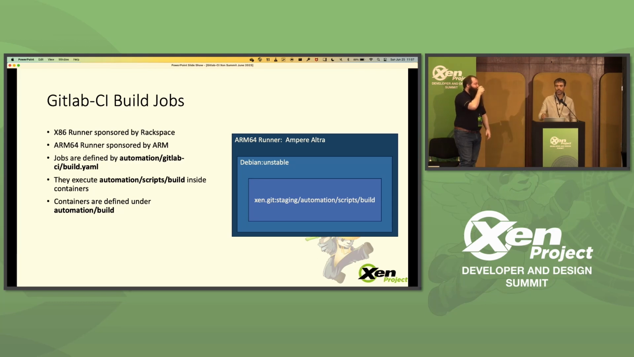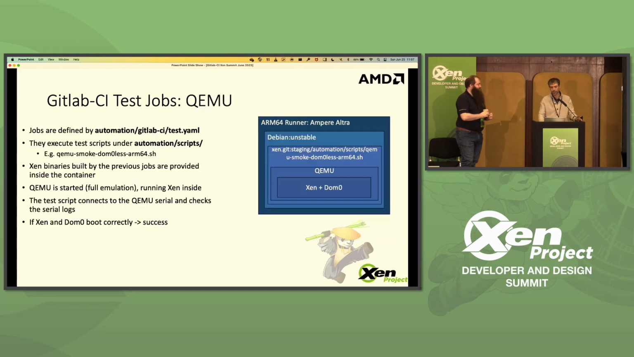Okay, so like I said, the runner checks out the container, runs the container, xen.git is there, and then you run the script that does whatever you want it to do. Test jobs work the same way. It's just that instead of building Xen, they're going to try to run the binary. So again, let's take an example of one of the many.